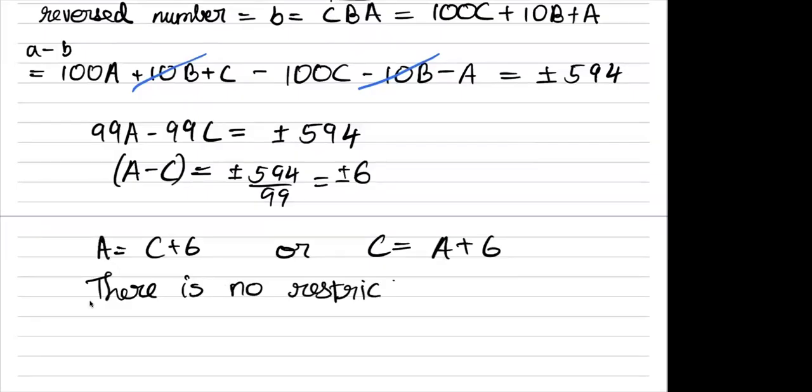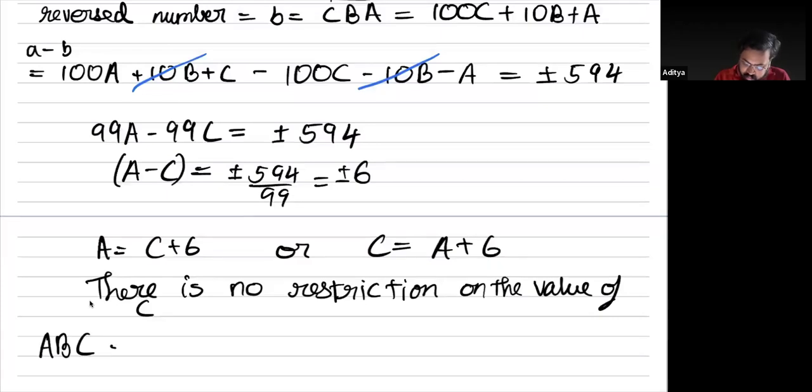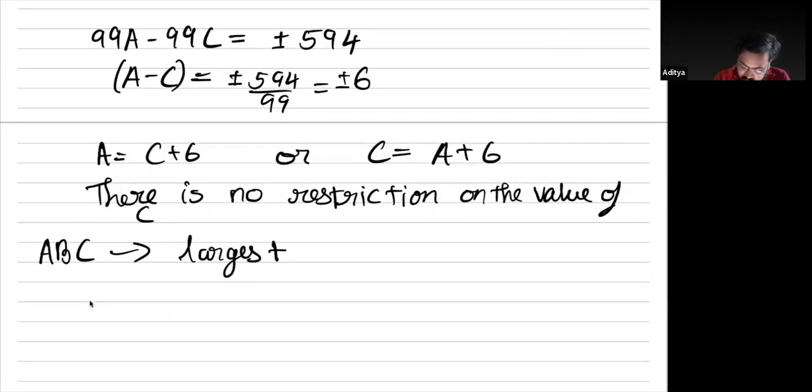Sir, is my answer correct? One second. After this point, I know most of you will get the answer. I'll just wait 2 minutes and I'll go through the chat. There is no restriction on the value of C. Okay, so now everyone can lock in their answer for what is the largest value of ABC and what is the smallest. If you have got the answer, just resend it once again.